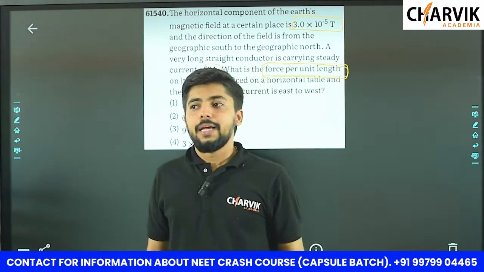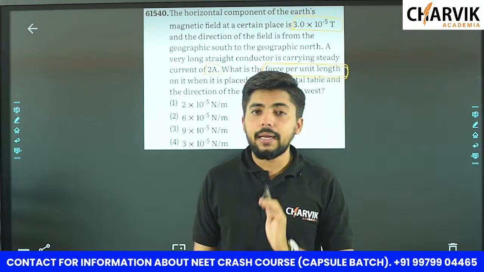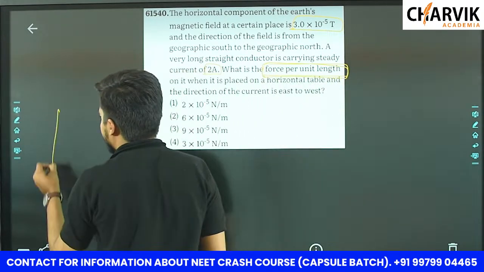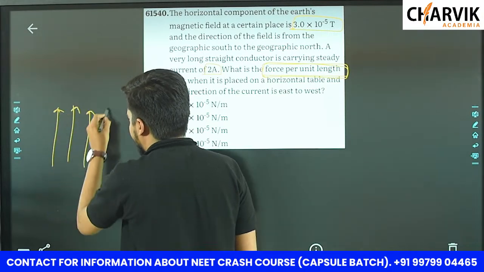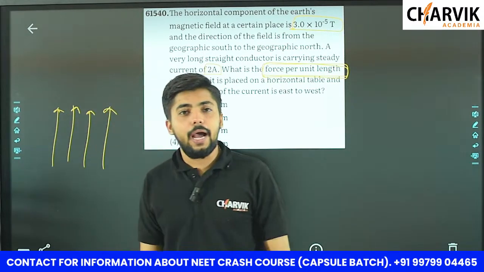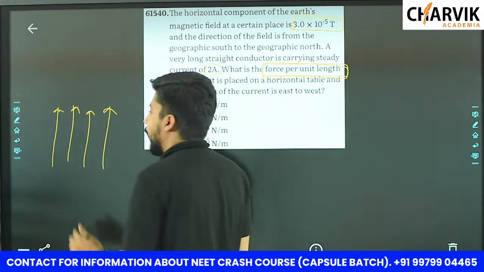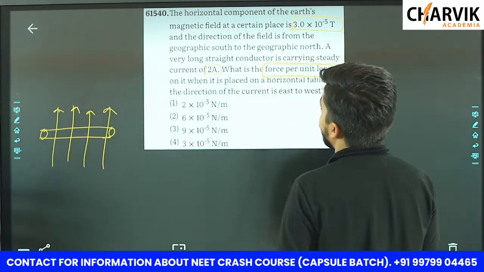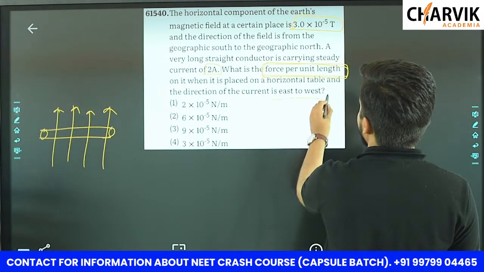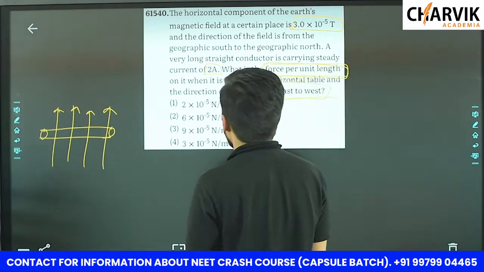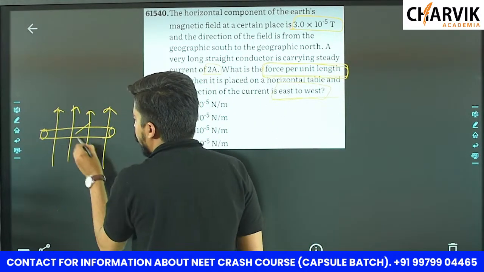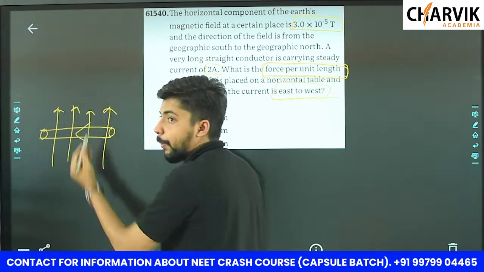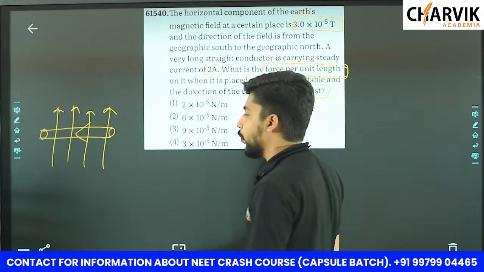So basically, they have placed the current carrying conductor in such a way that it is perpendicular to the applied magnetic field. There is a magnetic field from geographic south to geographic north, which we are all well aware of from earth magnetism. And then there is a current carrying conductor in which current is passing from east to west, not west to east. So this is a current carrying conductor placed in a uniform magnetic field perpendicular to it. What is the formula to find the force?